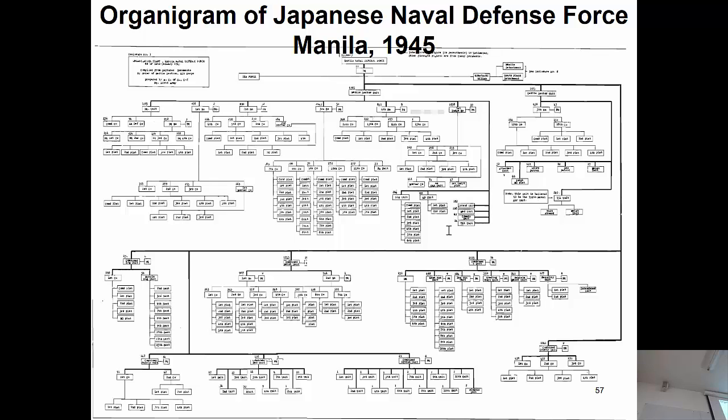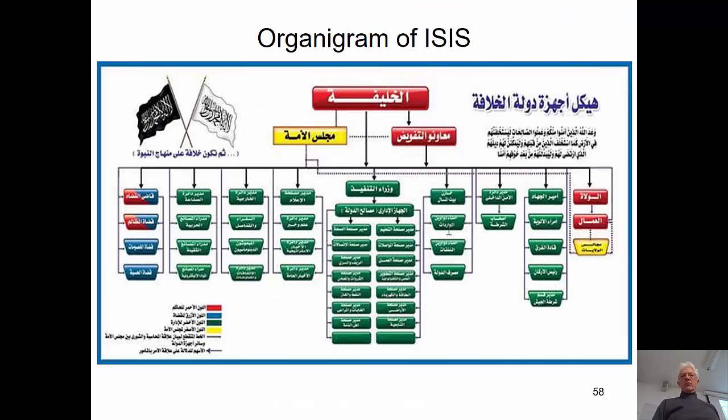But because of all the documents holding this structure together, the small sub-organizations form a larger whole because of the organizational coordination which the documents enabled. Now this, as you can see, is the organigram of ISIS. This is the organizational structure of ISIS.